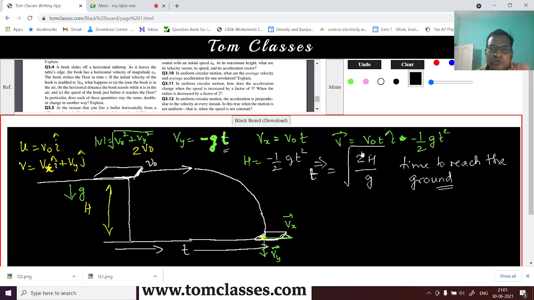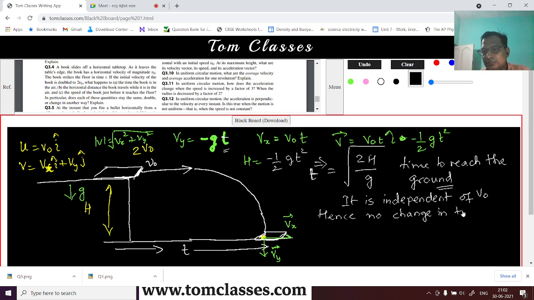Okay, so this time is independent of the horizontal component of the velocity, right? There is no v naught over here, so it is independent of v naught. Hence there is no change in time, it is dependent upon the height. The tabletop height is the same, so there is no change in the time, so that has to be the answer of the a part. So the a part answer is that there is no change in the time.